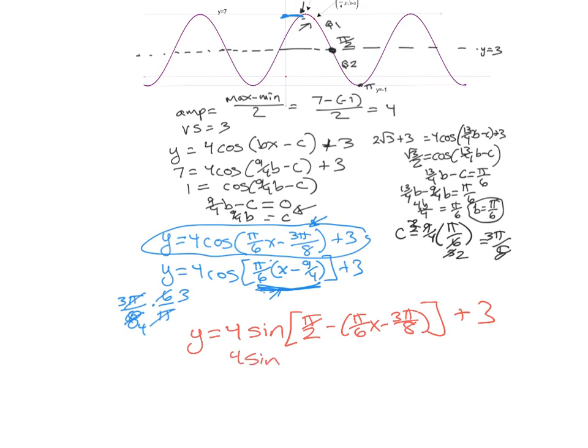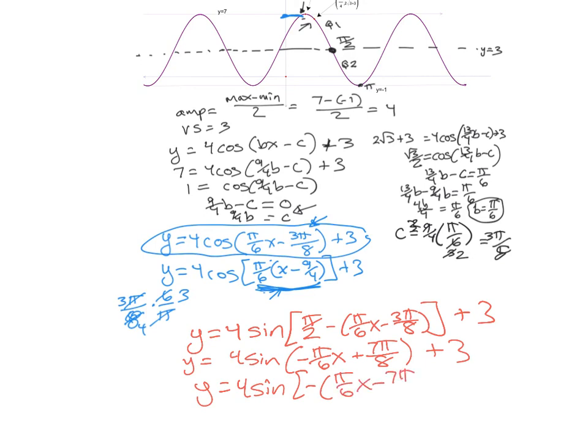So pi over 2 minus, well, this is going to be minus pi over 6 x. And then I have to do pi over 2 plus 3 pi over 8, which ends up being 7 pi over 8. So I've got negative pi over 6 x plus 7 pi over 8. Well, you never want to give an answer with a negative b value, a negative in front of the x. So let's factor out a negative, still within the angle here. I've got negative of pi over 6 x minus 7 pi over 8, plus 3.